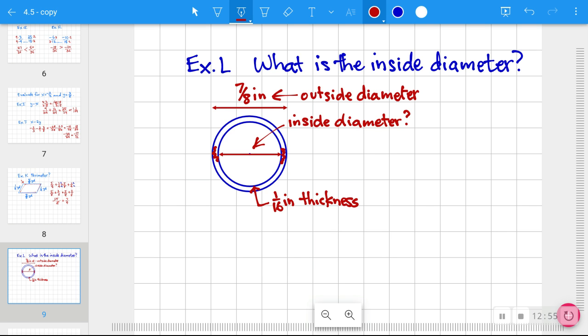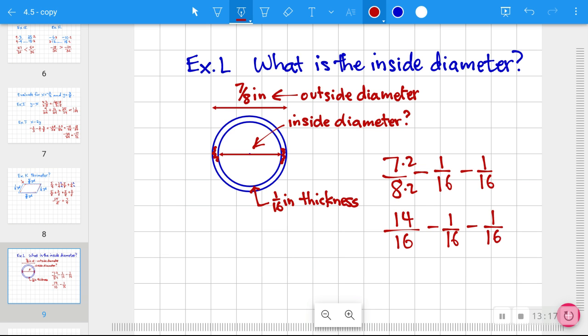Well, this is just a subtraction problem. 7/8 minus 1/16 minus another 1/16. So if you get a common denominator here by multiplying by 2, you get 14/16 minus 1/16 minus another 1/16 gives 12/16. And dividing top and bottom by 4 gives 3/4. So your answer here is 3/4.